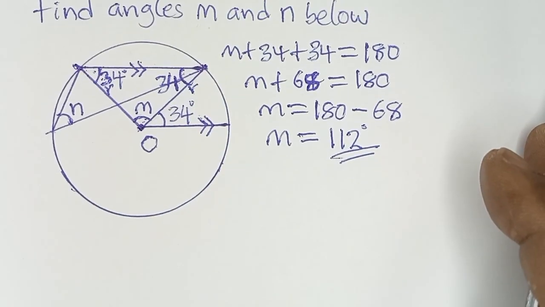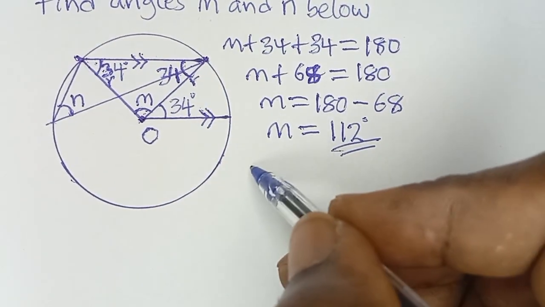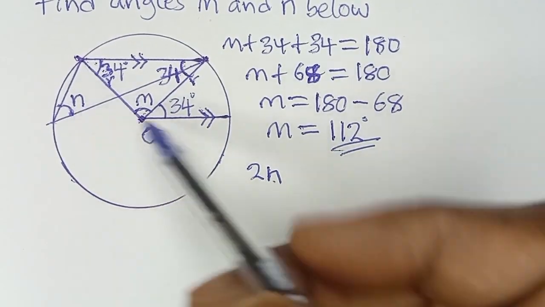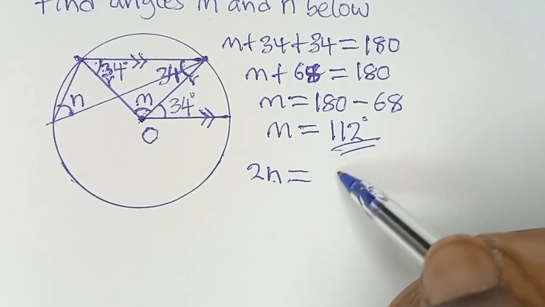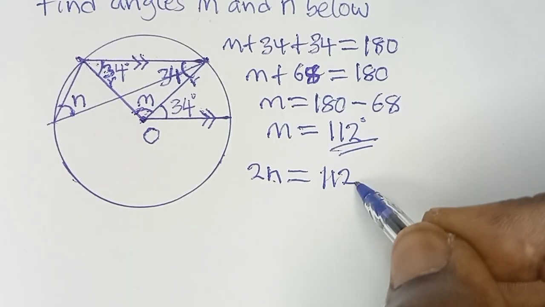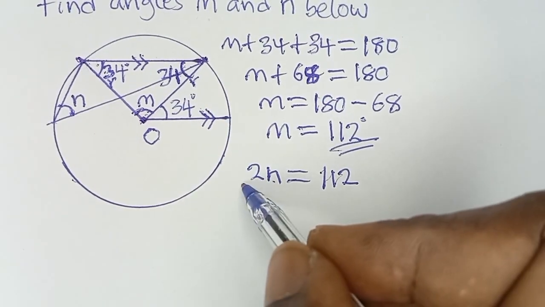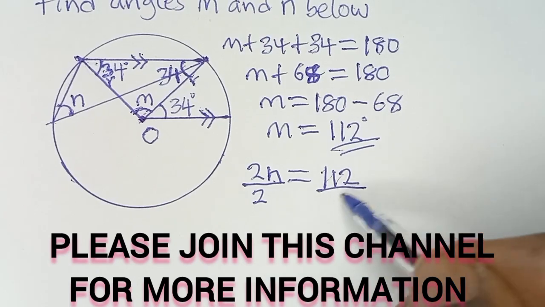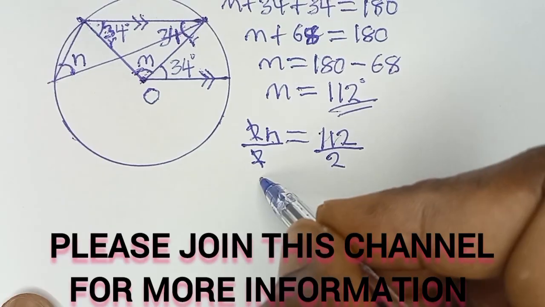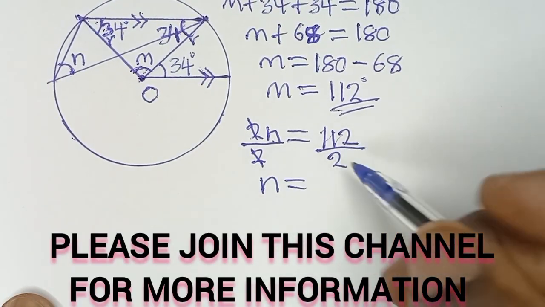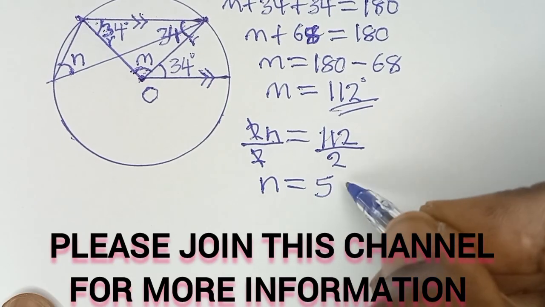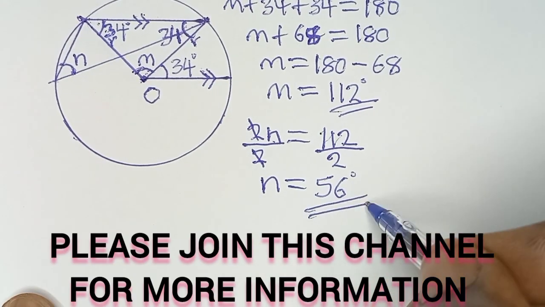So from there, I can move ahead and say twice the angle at the circumference, which is 2N, is equal to the angle at the center, which is M. But we already know the value of M as 112. So I can now divide both sides by 2. 2 will cancel 2, and then I'll be left with N on this side. And then 112 divided by 2 will give me 56 degrees. And that is the final answer.